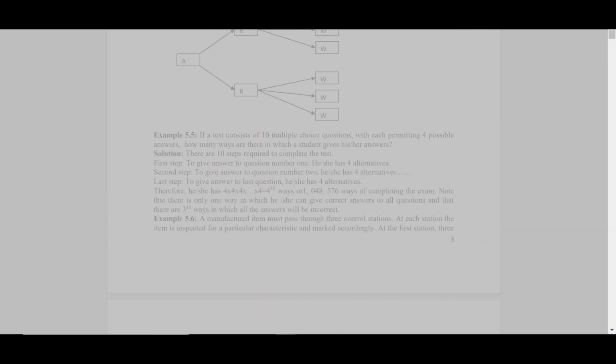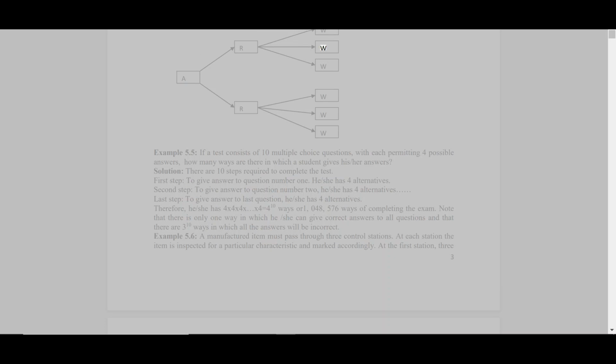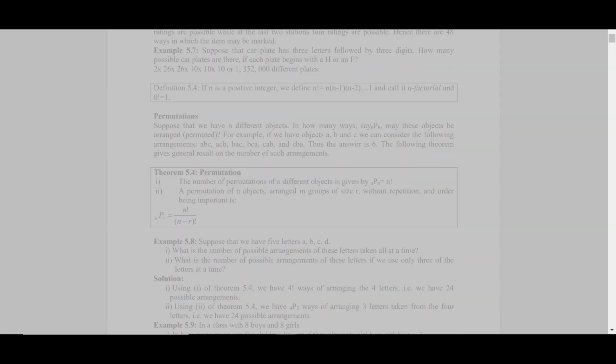Example 5.6. A manufactured item must pass through 3 control stations. At each station the item is inspected for a particular characteristic and marked accordingly. At the first station, 3 ratings are possible, while at the last 2 stations 4 ratings are possible. Hence there are 48 ways in which the item may be marked.